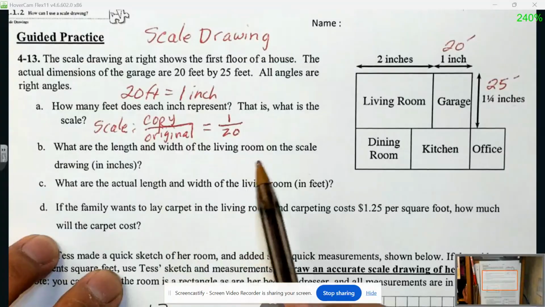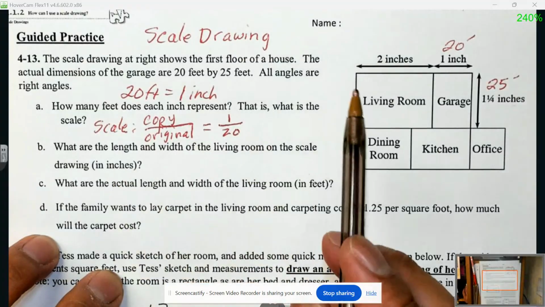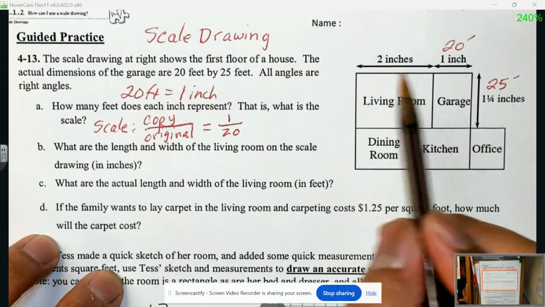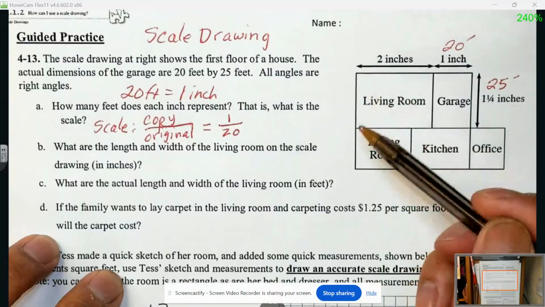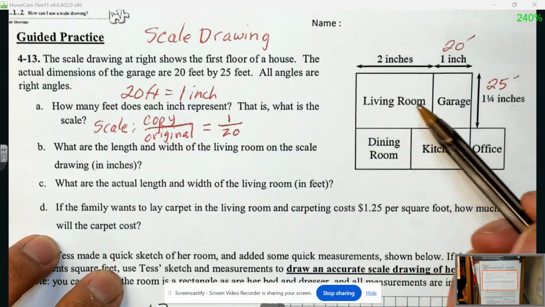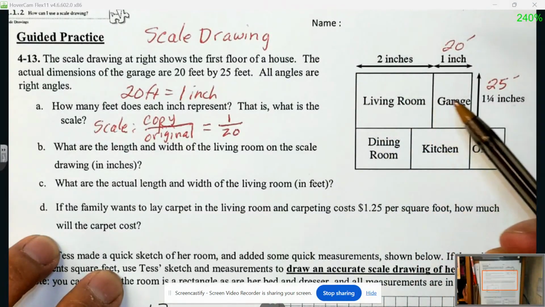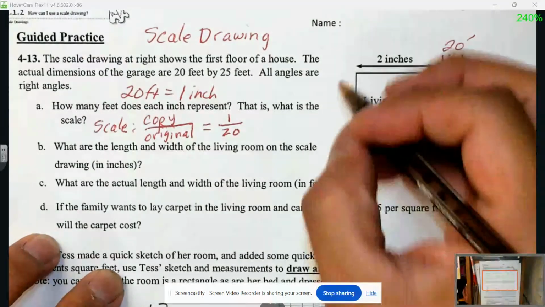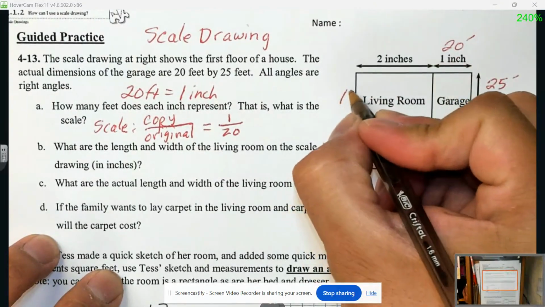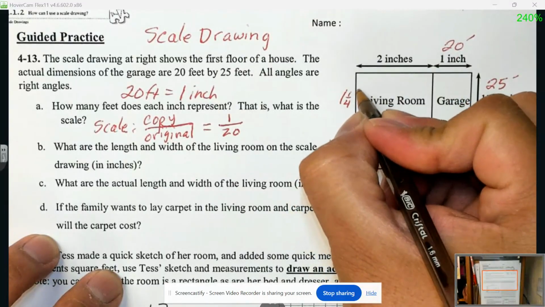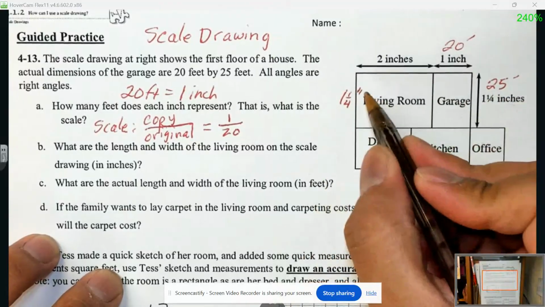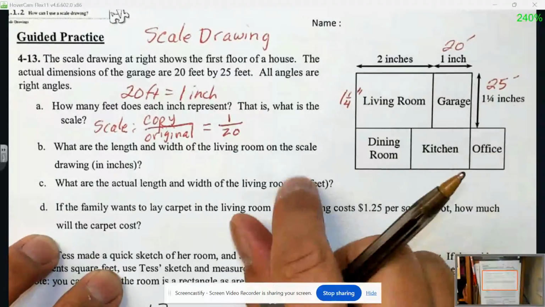What are the length and width of the living room on the scale drawing? So in inches. So here's the living room. We know, first of all, that this is 2 inches, and we don't know this one, but since it's a rectangle, it's the same as this side. Don't know this side, so we look at this side, and that is 1 1/4 inch. Right, so the living room would be 1 1/4 inch. Okay, the symbol for inches is 2 little apostrophes, and feet would be 1.